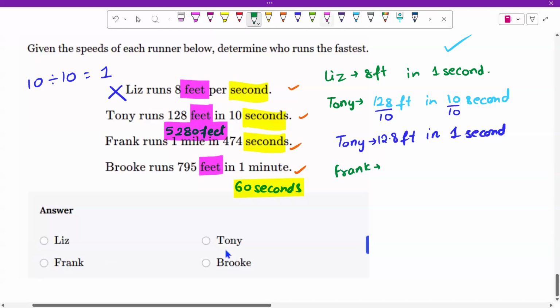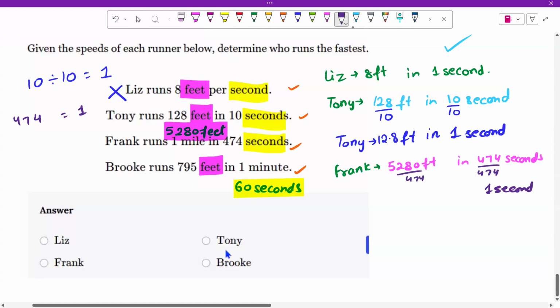Now Frank is running, and we want the same units. So 5,280 feet in 474 seconds. Again, we want the unit to be the same, so we want to make it 1 second. What can we do to 474 to make it a 1? Divide by 474. Whatever we are doing here, we are doing here. That's going to take a long time now.